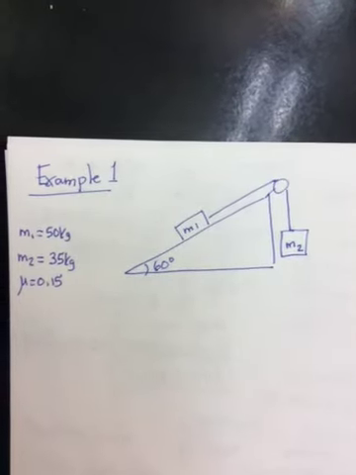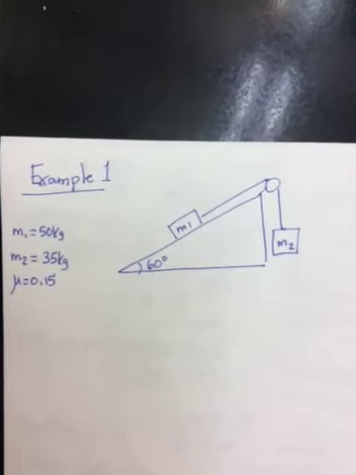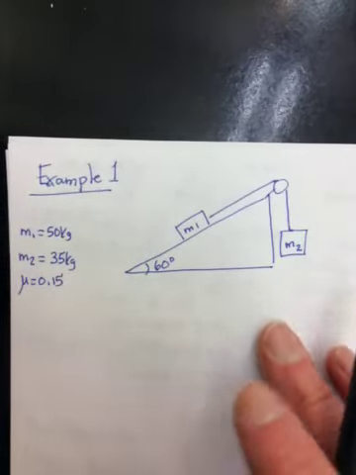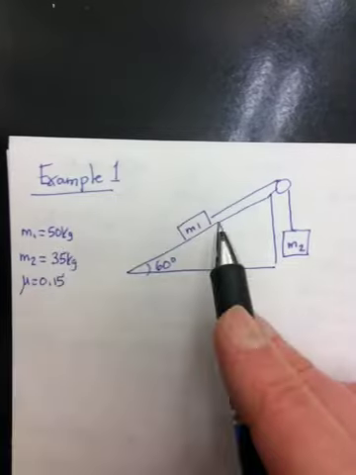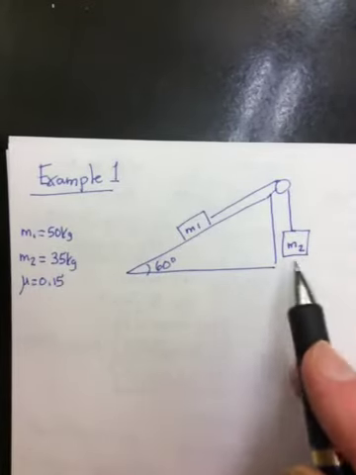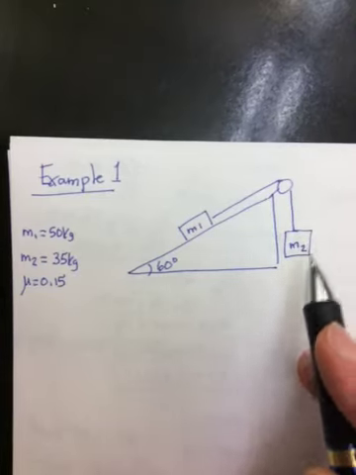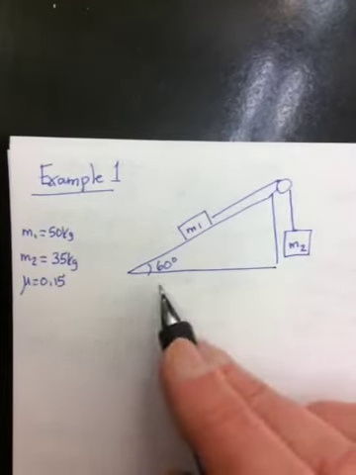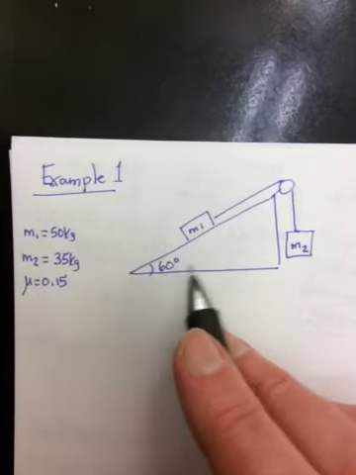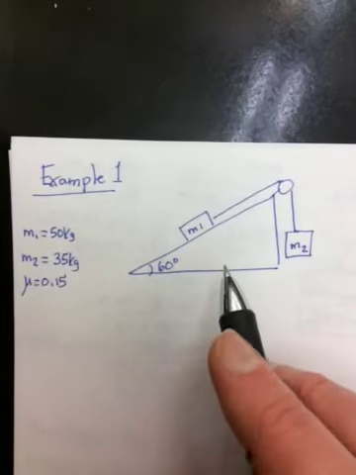Okay, so as promised, multiple masses on inclined planes. In this particular example, I have mass 1, which is 50 kilograms, sitting on the incline, and mass 2, which is 35 kilograms, hanging off the top edge. The coefficient of friction of the incline is 0.15. The incline is angled at 60 degrees.